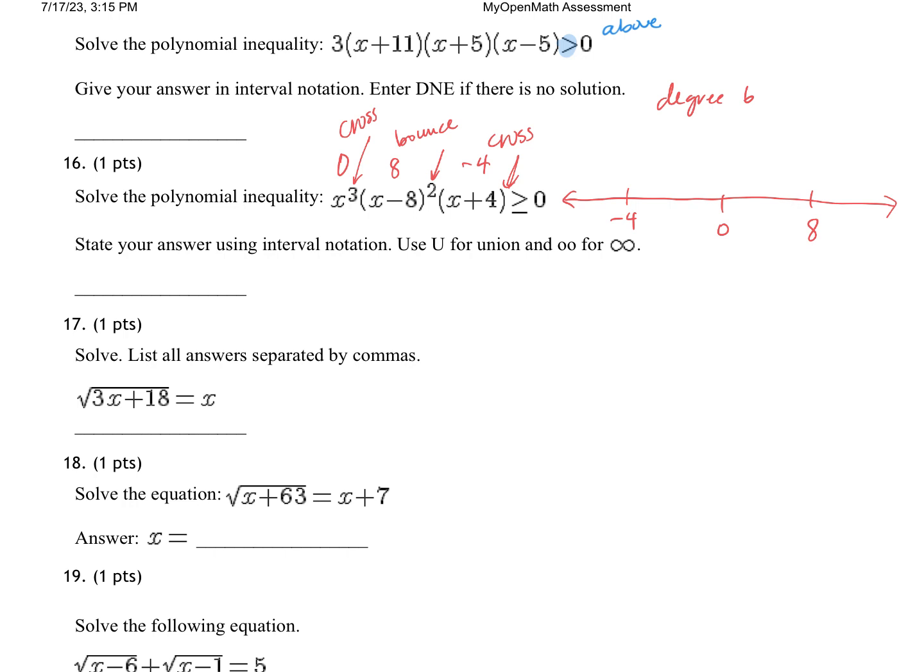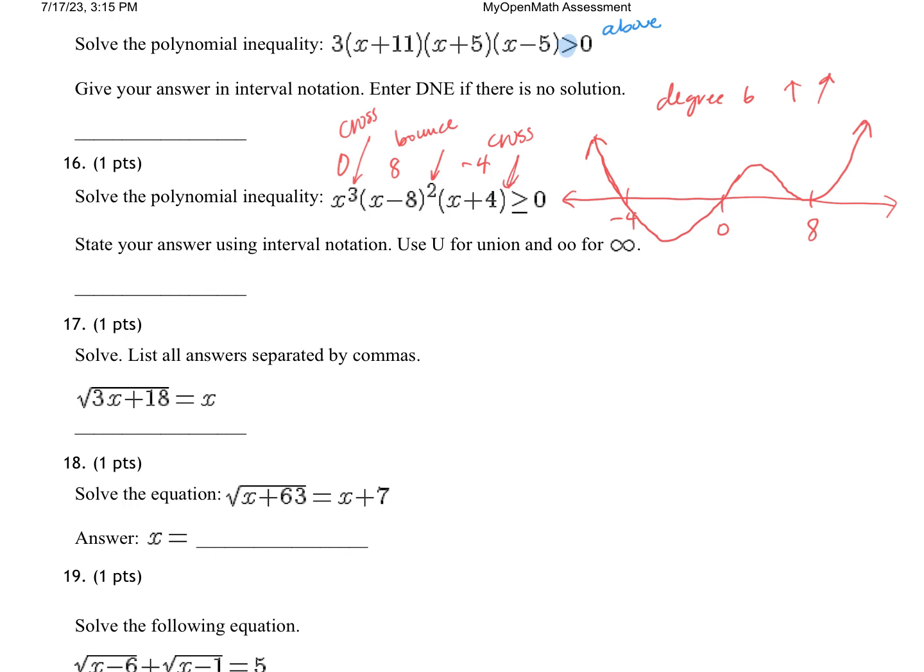It's a positive, so that means my end behavior is up, up. So this is going to be going up. At -4, it crosses. So it's going to cross straight through. At 0, it crosses. At 8, it bounces. So actually, this shape looks a lot like number 14. So here's my lazy graph.